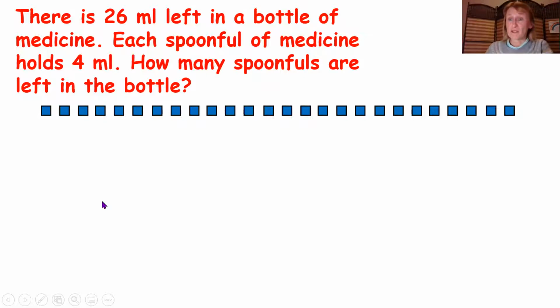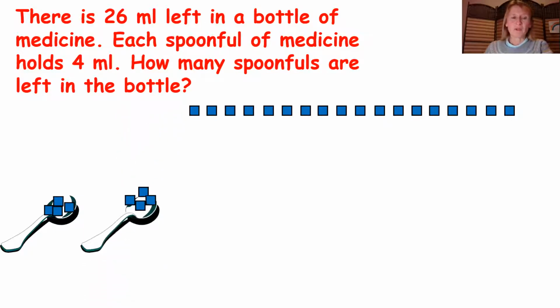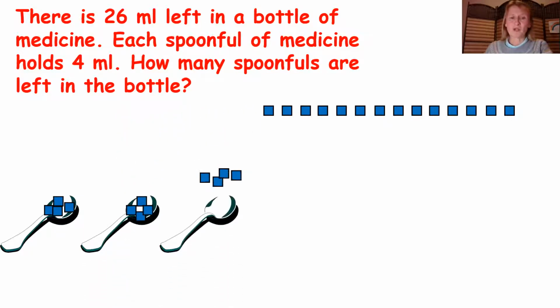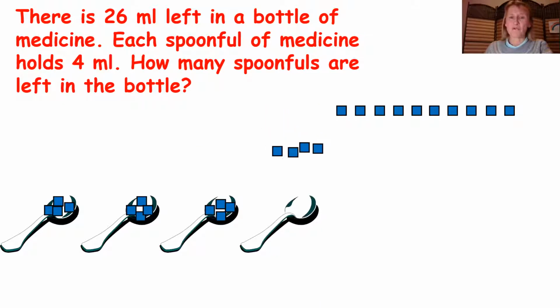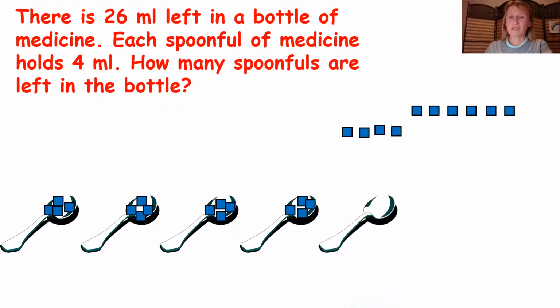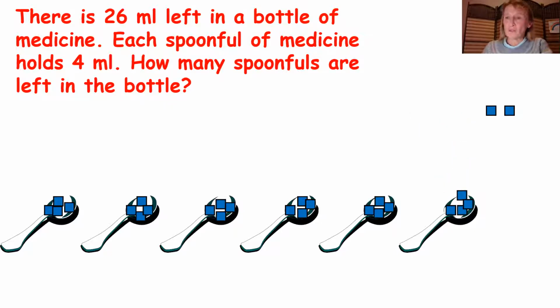So here's our spoons. And remember, you can always draw these spoons exactly like I'm doing now. So here's our first spoon. Let's put 4 milliliters in. Second spoon, 4 milliliters. Third spoon, 4 milliliters. Fourth spoon, 4 milliliters. Fifth spoon, 4 milliliters. Sixth spoon, 4 milliliters.